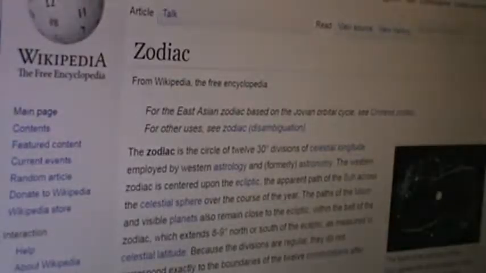I mean, folks, disturbingly, the word zodiac equals Father. And a zodiac is simply the circle of 12 30-degree divisions of celestial longitude employed by Western astrology and astronomy. It's basically just a scientific way of dividing the night sky. It's a celestial coordinate system. Doesn't mean you have to believe funky things about it. I'm here to preach the glory that zodiac equals Father.